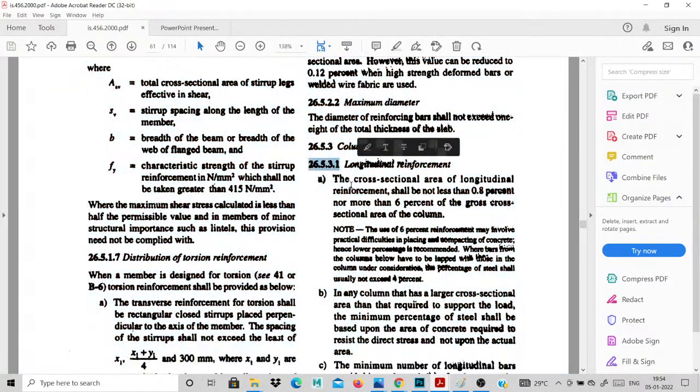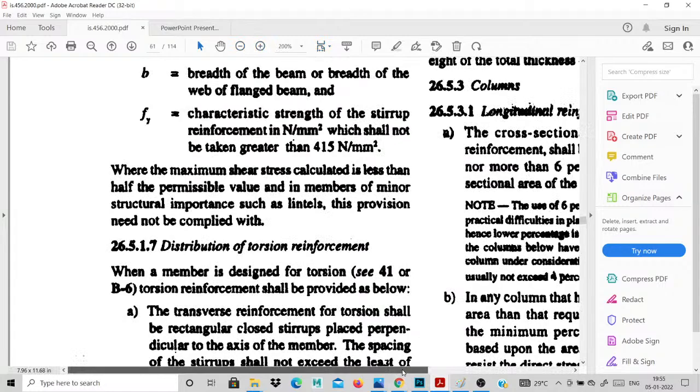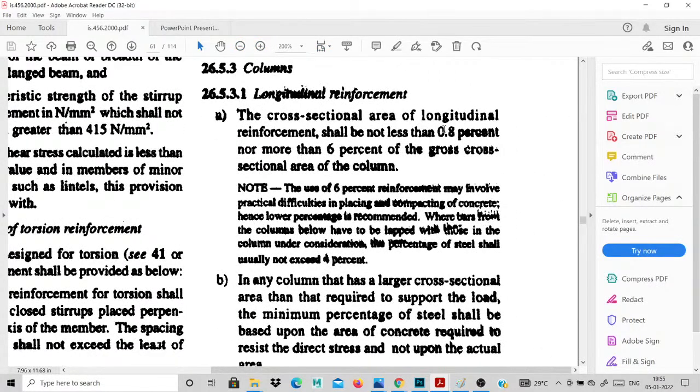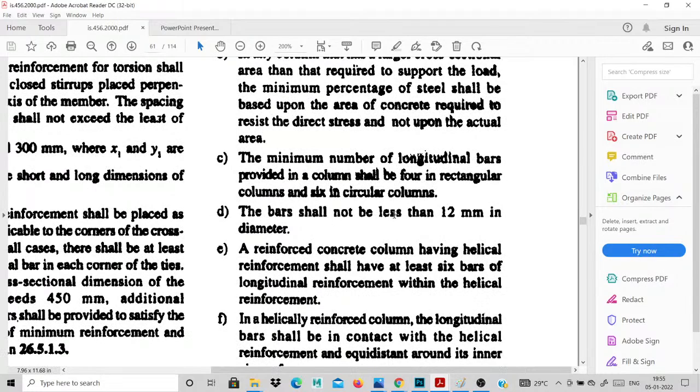You simply study the longitudinal reinforcement. The first point given here is that the minimum percentage of steel reinforcement shall not be less than 0.8 percent. Then for the maximum percentage, it gives 6 percent. It is in the code book also. Then in a cross section, the minimum number of longitudinal bars to be provided is 4 for rectangular, 6 for circular, and a bar shall not be less than 12 mm.